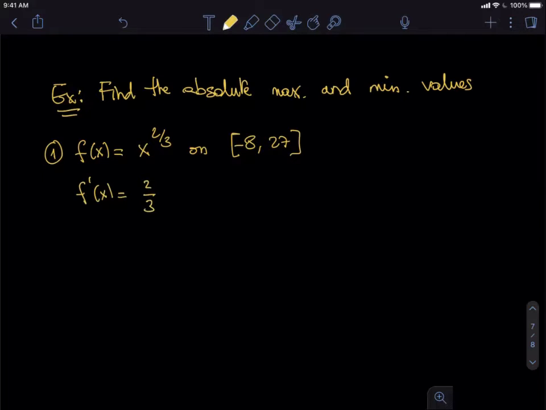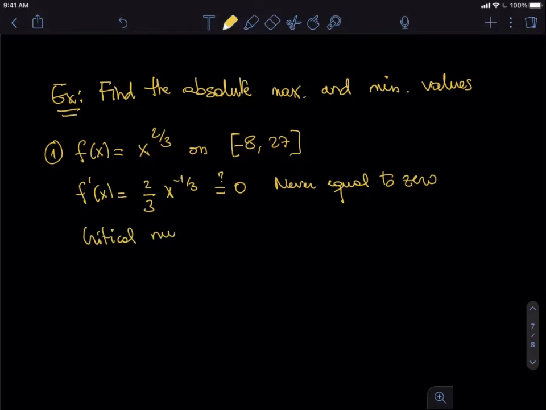Take the first derivative, 2/3 x to the -1/3. Is it equal to 0 for any point? No. Never equal to 0. So that means there are no points where the tangent is horizontal. But does this mean that there are no critical points? Also no.